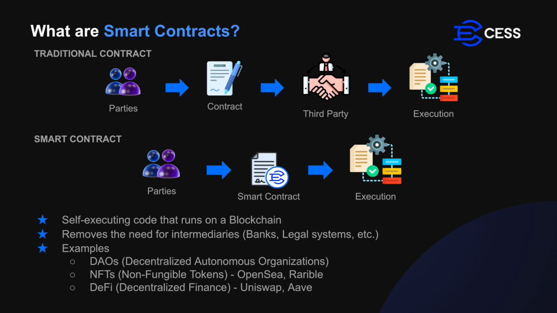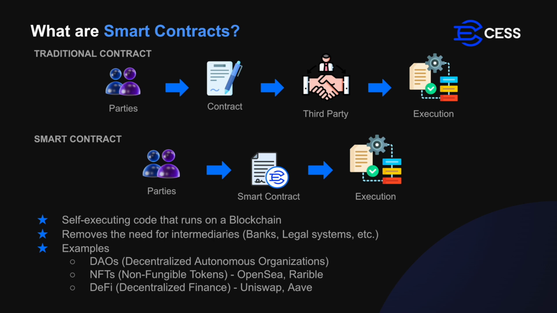Think of smart contracts like vending machines. If you put in the correct amount of money and press a button, you get back snacks. No human intervention needed. Blockchains ensure that the contract executes fairly every time.